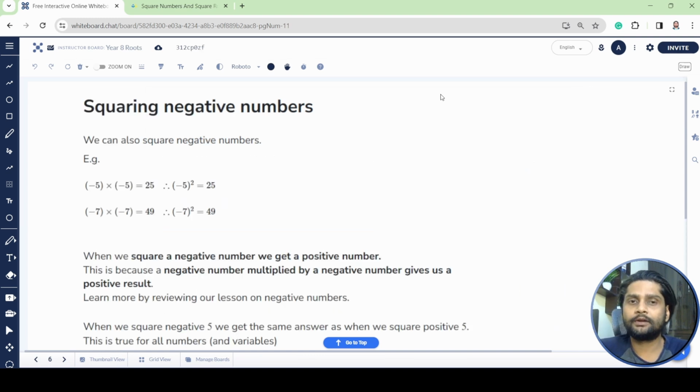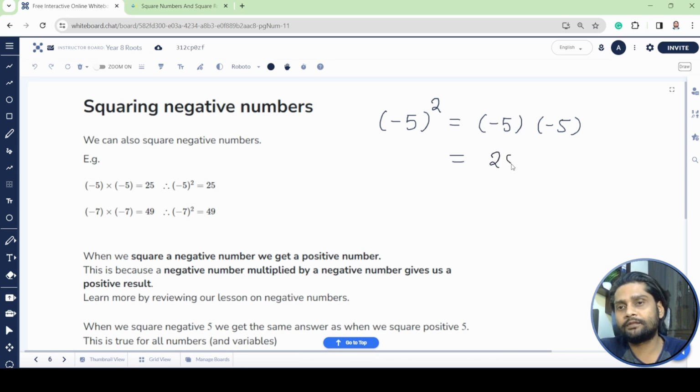Now students, let's try to understand what happens when we square a negative number. You know that squaring a number simply means that we multiply it by itself. So even if it's negative 5 squared, it simply means negative 5 gets multiplied by itself. But you know that whenever two negative numbers are multiplied, they become positive. Negative times negative becomes positive. So the answer will be positive, just like negative 5 times negative 5. So both negatives become positive here.